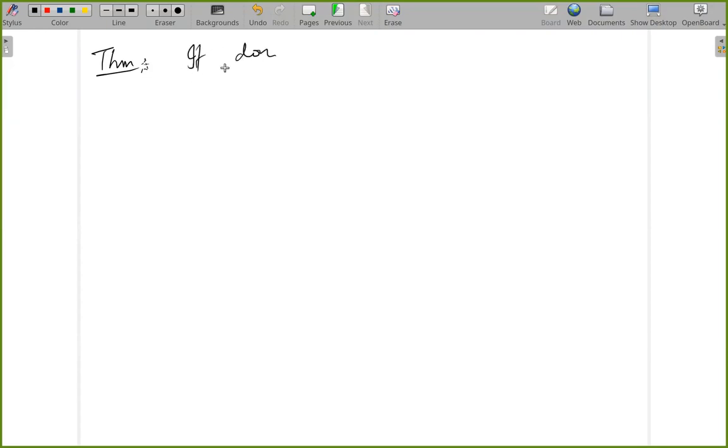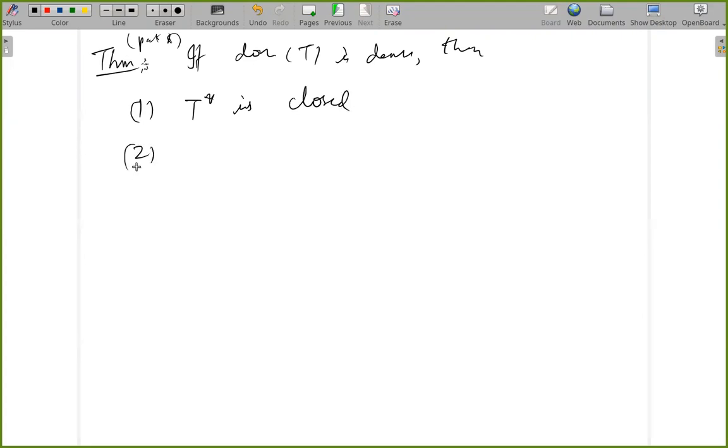So here, maybe theorem part A. Let's call this part A of this theorem. If domain of T is dense, then we have the following. Then 1, T star is closed. We already proved this, but I'm going to just state it here also. Then 2, T is pre-closed or closable.